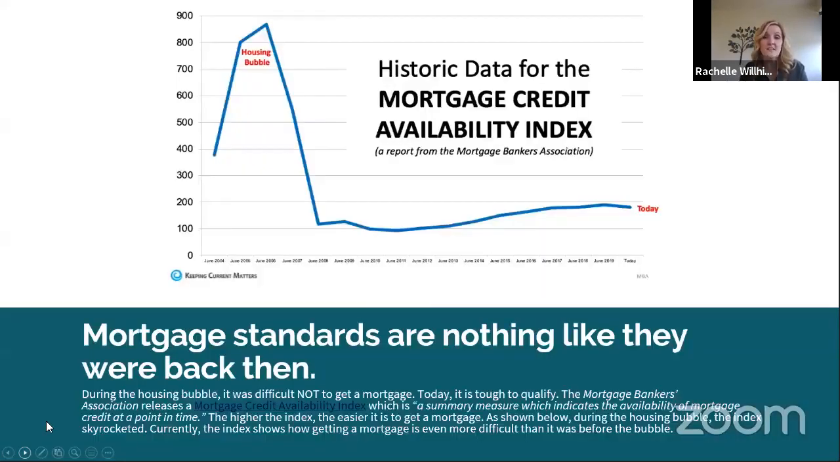But go to the next slide. It's not like it was back in 2008 because of this reason. Number one, the mortgage standards are nothing like they were back then. So you can see this graph shows what today is like, and it goes back to June.